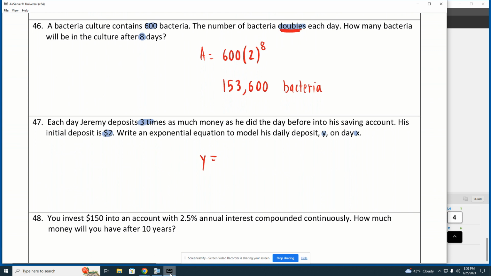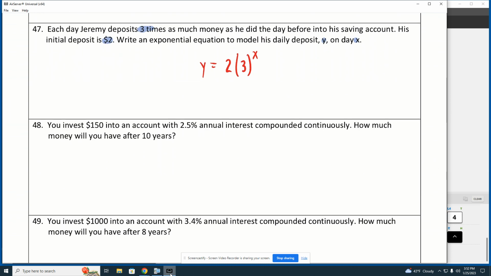So that's simply P, 2, the initial amount, times 3, raised to the t power. And they wanted me to use day x. So it's y equals 2 times 3 to the x. Now, if you look back at the problem, you notice it never asked me to find out how much there is on a certain day. They just wanted the equation. There it is. Number 48. I'll leave that up.